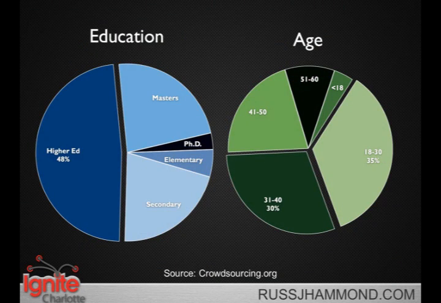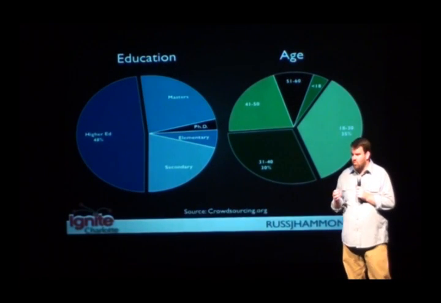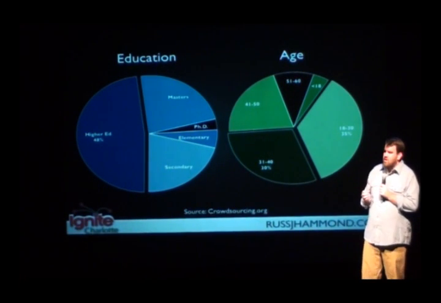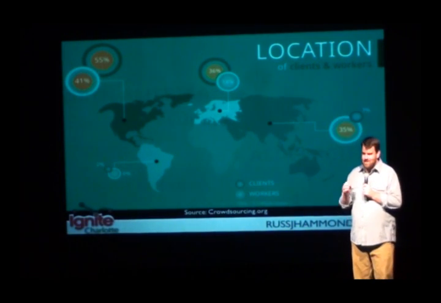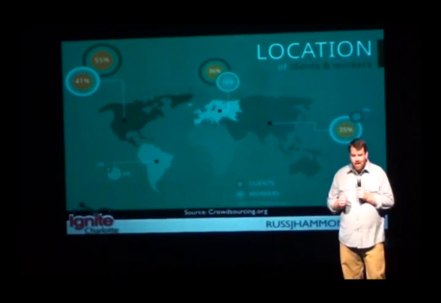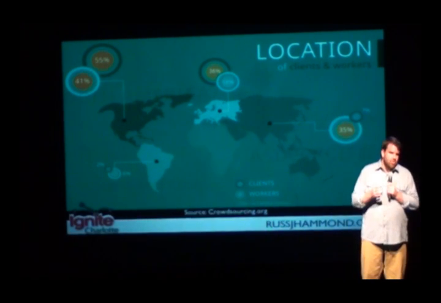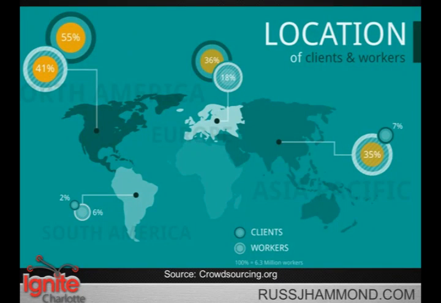Now, who is doing this categorization and tagging of these photos? Well, studies have shown us about half of the people have a college education or greater, and a vast majority of them are 18 to 40 years old. Now, no, not all of them live in India, although about a third of them do. The vast majority of them live in North America and Europe. And this is where it gets interesting.